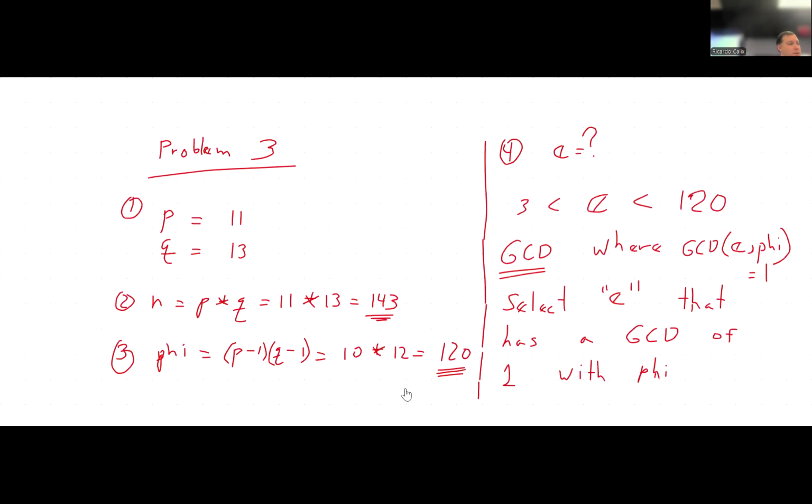Okay, so problem 3, we select 2 prime numbers, 11 and 13. N is 143, so 11 times 13. Phi is 10 times 12 equal 120. Then we were at step 4. So we want to select E within this range, less than phi, but also that it has a GCD equal to 1 with phi, right? So that's the process. We've done that for several candidates, and we've selected 7. So now the conclusion.